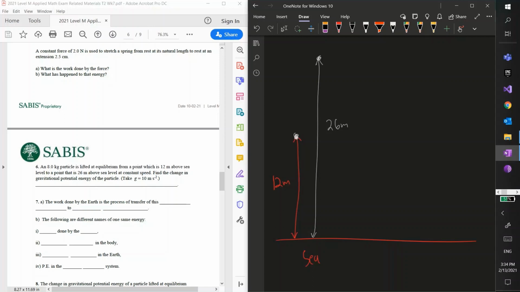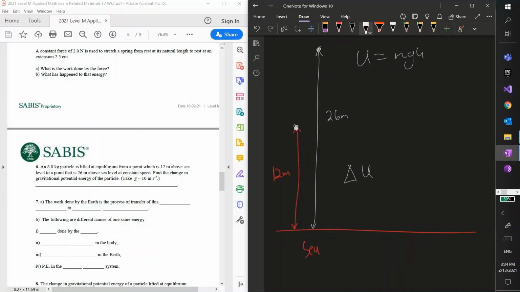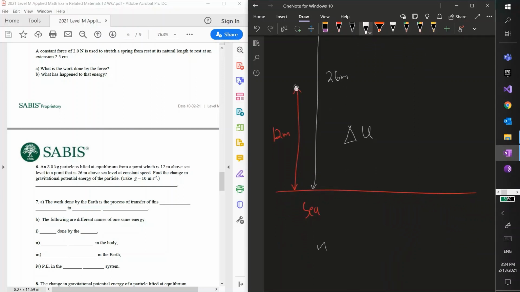What is gravitational potential energy? It's called U. And U is equal to mgh. Gravitational potential energy is equal to mgh. They want the change in gravitational potential energy. This means change in U. Now, what does change mean? Change means your final minus your initial. So your mgh final minus your mgh initial.